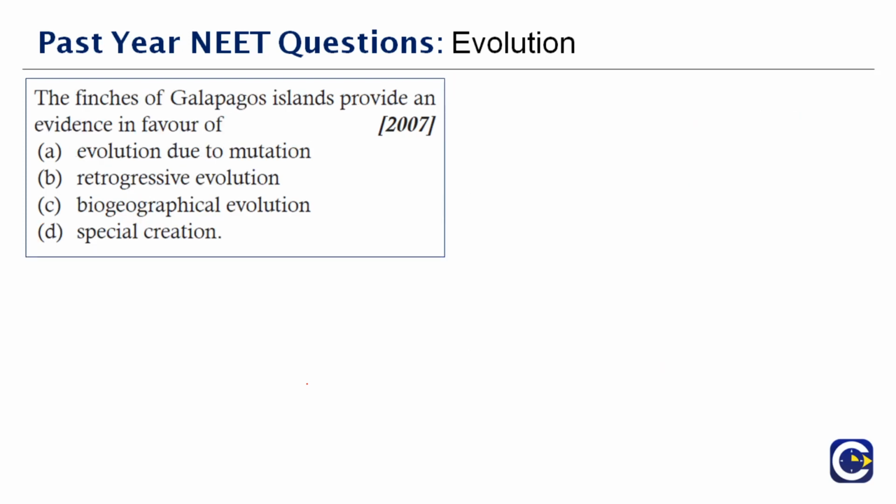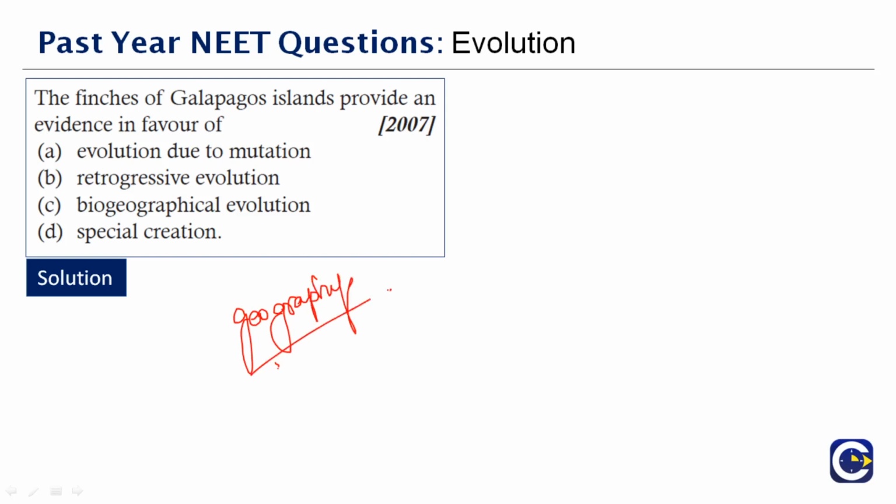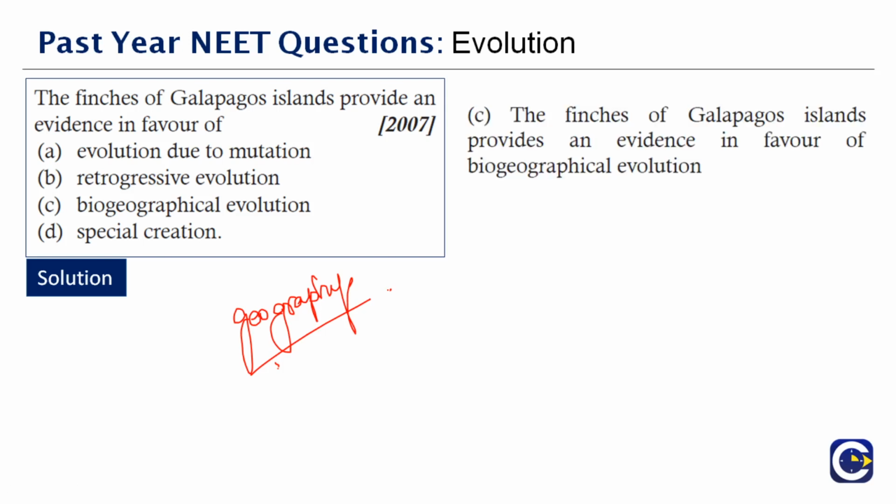Next question here. The finches of Galapagos Islands provide an evidence in favor of dash. So this is also a repeated question. You should know what the answer is. When we spoke about finches, we spoke something in general or in common. We spoke about geography. If you remember this, you'll be able to answer this. We're talking about the similar functions, similar adaptations, but from different geographical areas. So this is a biogeographical evolution. Okay, the finches of Galapagos Islands provide an evidence in favor of the biogeographical evolution.